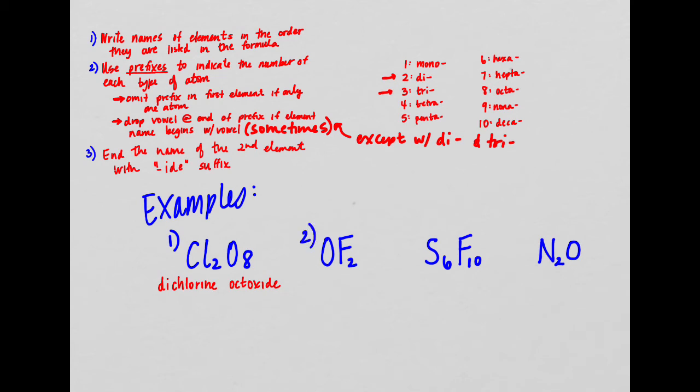All right, now let's look at number 2 here. Number 2 is OF2. So let's write it out. Write the names of the elements in the order that they're listed in the formula. So we have oxygen, fluorine. The second rule says to use the prefixes to indicate the number of each type of atom. But we have an exception when we have only one element. It says to omit the prefix in the first element if there's only one atom of that element. In this case, we don't have a subscript for oxygen, right? Because there's only one oxygen.